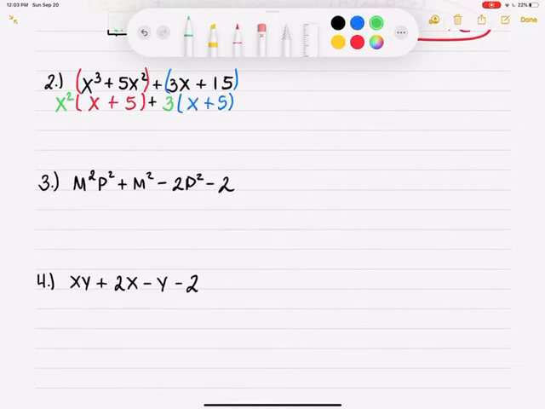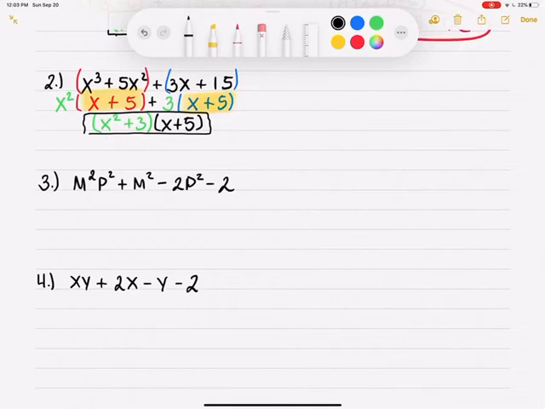My third step tells me to take my GCFs, which are x squared and positive 3, and put them together in one group. Then I'm going to rewrite what I wrote down twice, which is x plus 5. I'm only going to write it down once, though. This is the correctly factored form of my expression.